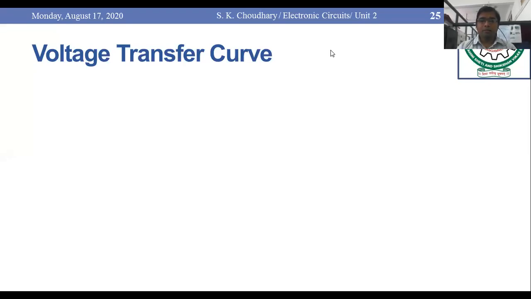So we have discussed the CMOS inverter. In the CMOS inverter, we have seen DC analysis and the cross-sectional view of the CMOS inverter, as well as some basic conditions for turn on and turn off of the NMOS and PMOS. Today we will learn about the voltage transfer curve.